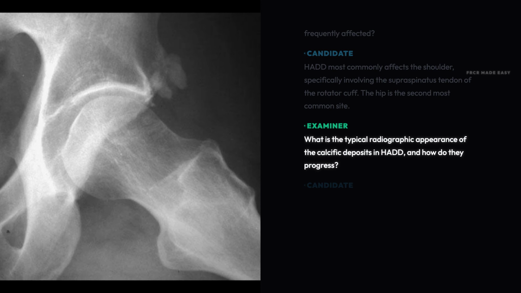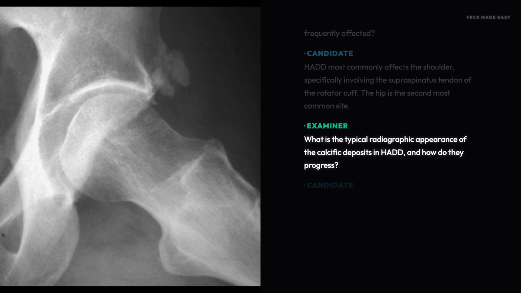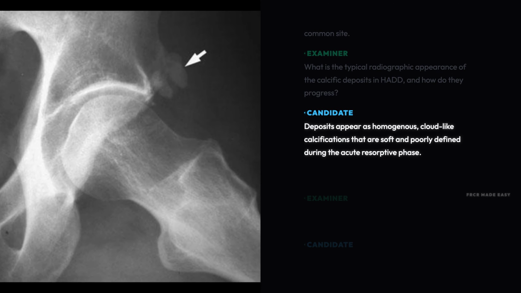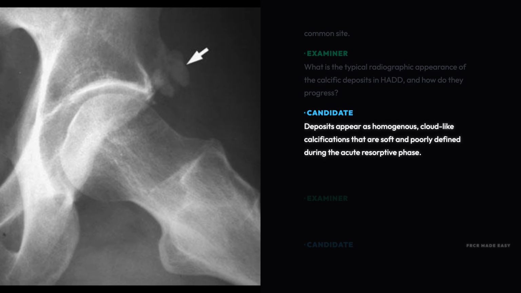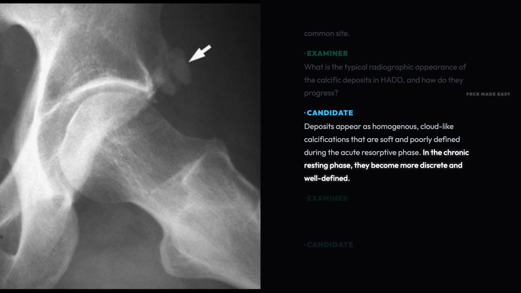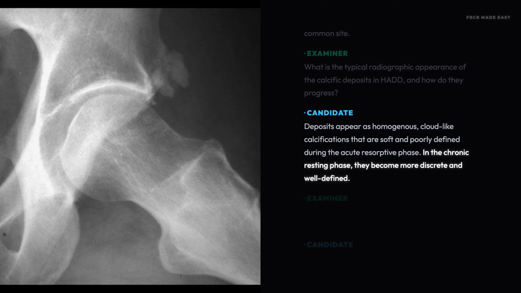What is the typical radiographic appearance of the calcific deposits in HADD, and how do they progress? Deposits appear as homogeneous, cloud-like calcifications that are soft and poorly defined during the acute resorptive phase. In the chronic resting phase, they become more discrete and well-defined.